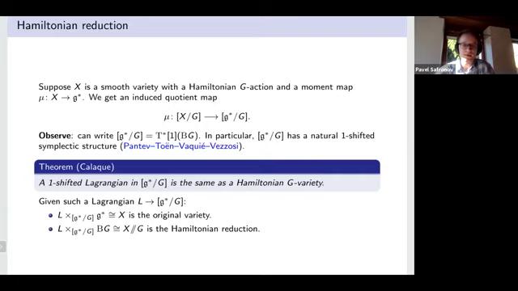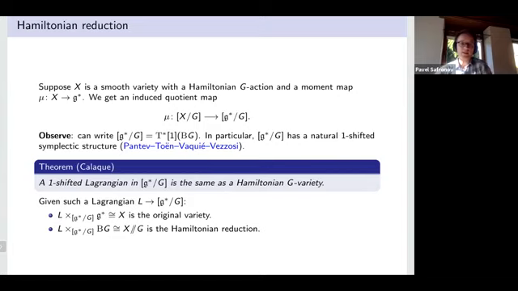And then there's this nice theorem of Calaque that says that a one-shifted Lagrangian structure on this map mu is the same as the data of a symplectic structure on X, which makes mu into a moment map. So again, the Lagrangian is in the sense of Pantev-Toën-Vaquié-Vezzosi, so it's not necessarily an embedded Lagrangian, it's a derived Lagrangian.